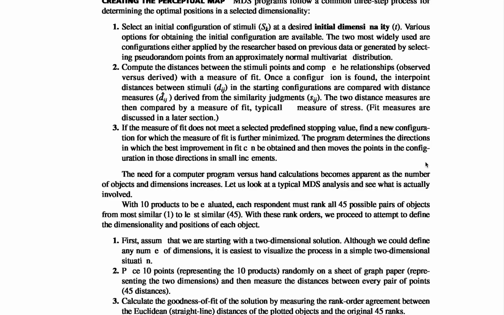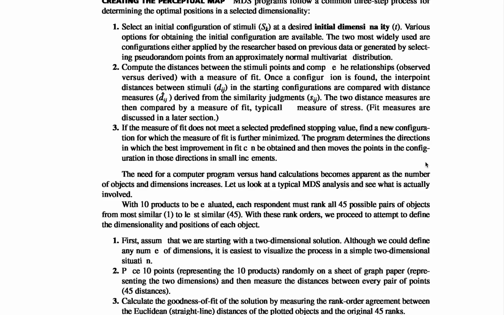Let us look at a typical multidimensional scaling analysis and see what is actually involved. With 10 products to be evaluated, each respondent must rank all 45 possible pairs of objects from most similar to least similar. With these rank orders, we proceed to attempt to define the dimensions and position of each object. First, assume that we are starting with a two-dimensional solution. Although we could define any number of dimensions, it is easiest to visualize the process in a simple two-dimensional situation.